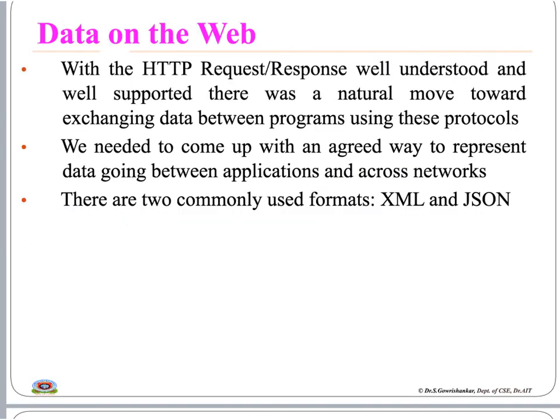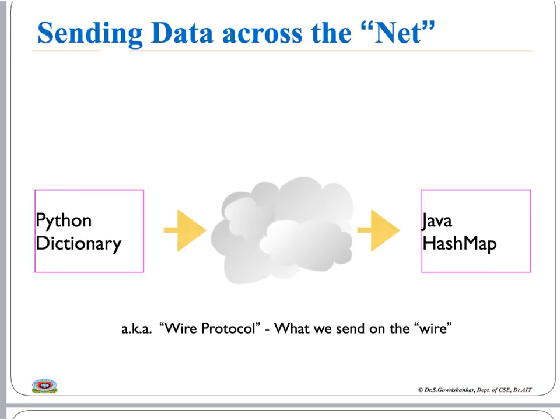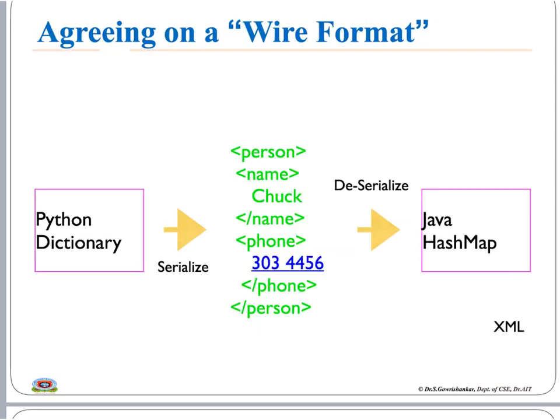Browser using services. How to access data on the web? There are two commonly used formats, XML and JSON. XML and JSON are quite similar. It's a tree structure, and you have an example: person, name Chuck, phone. This is a very typical structure of an XML format, and this can be read using Python.